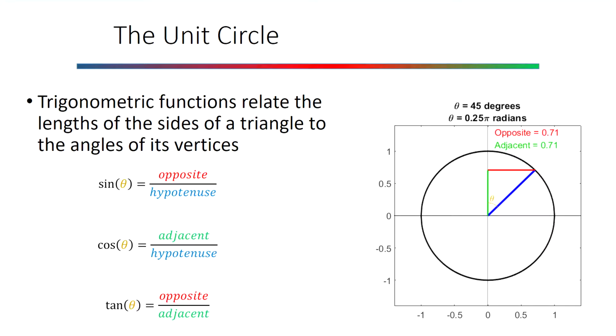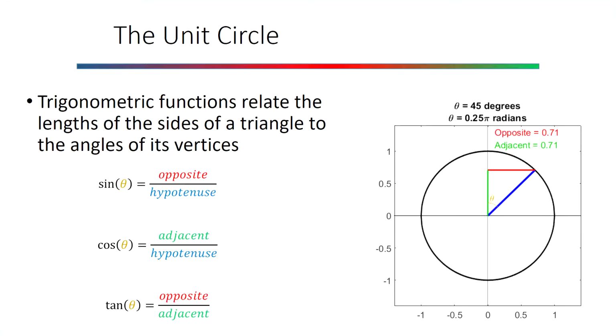So we can think about changing that gold angle theta, and we can think about what that does to the length of the green and red sides only, since the length of the blue side will always be equal to 1. Now remember, of course, that sine is a function that takes in our angle and gives us the ratio of the red side to the blue side.